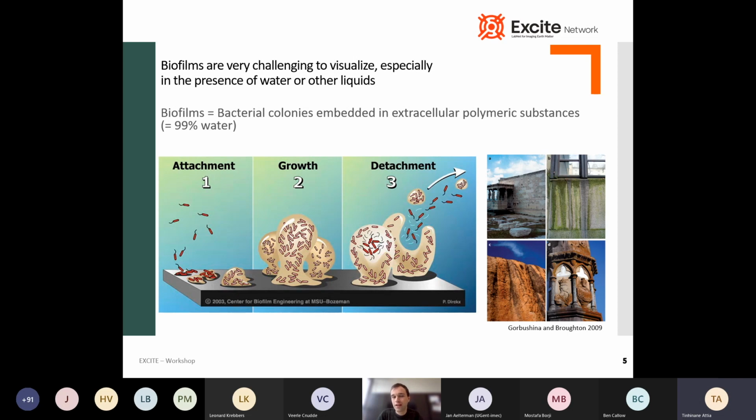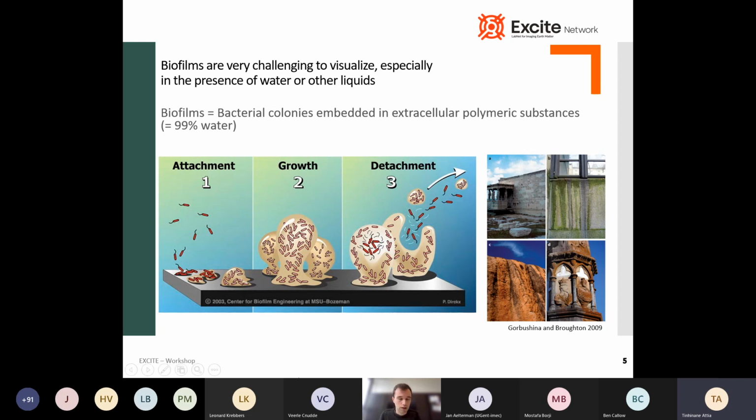Well, biofilms are like bacterial colonies, which can also contain other microorganisms that are embedded in extracellular polymeric substances. So basically, these are cells which are embedded in a kind of slime. And this consists for 99% of water. So it's basically the same composition.